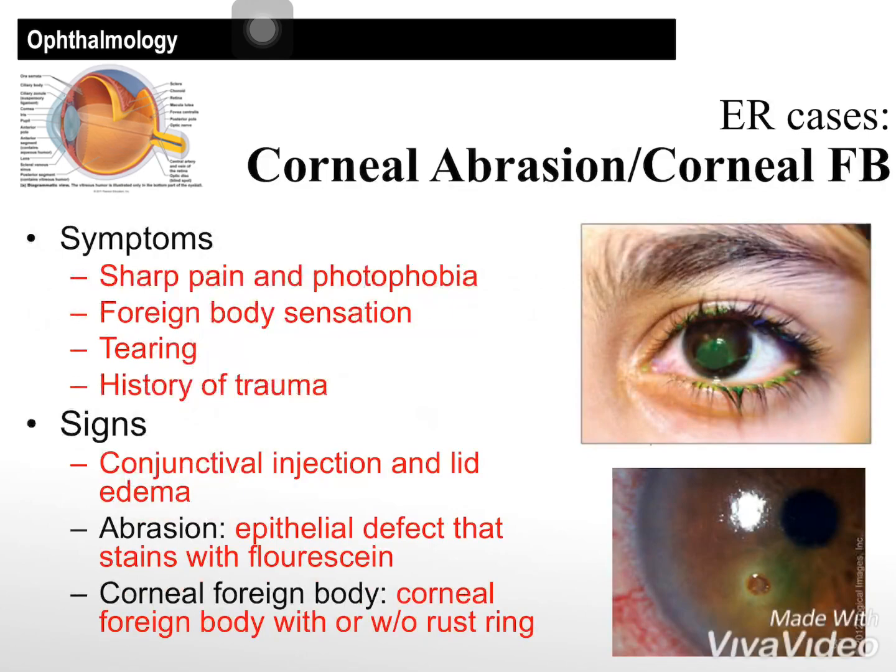Usually, the patient would complain of foreign body sensation. It's like they're feeling a grain of sand inside their eye. The pain is usually sharp, and sometimes, if there's an abrasion of the epithelium of the cornea, the patient will report photophobia. Now, what are the signs that you see? The most common is conjunctival injection and eyelid edema.